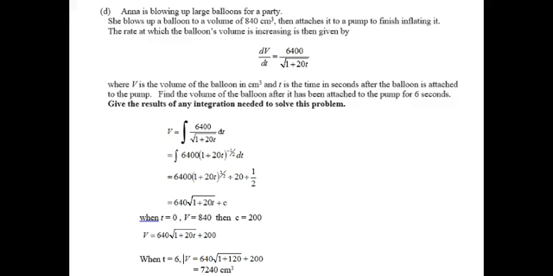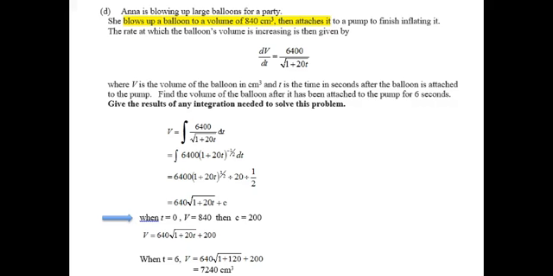Rates of change are popular questions. So I've got dV/dt. I'm going to first separate and integrate. So I'm coming down to 640 square root of 1 plus 20t plus c. Now to work out my value of c, it's this part of the question.